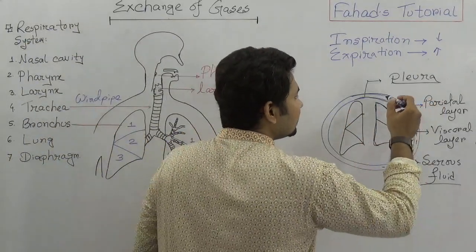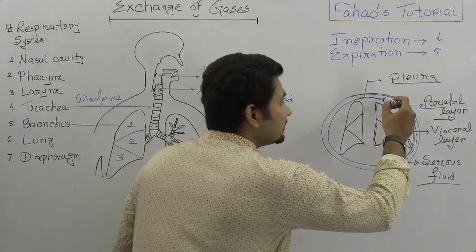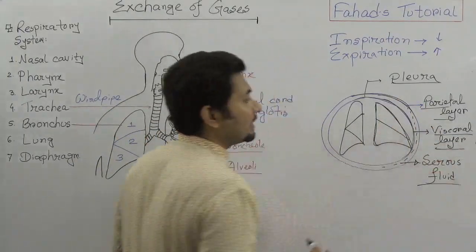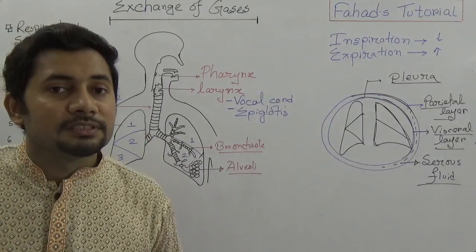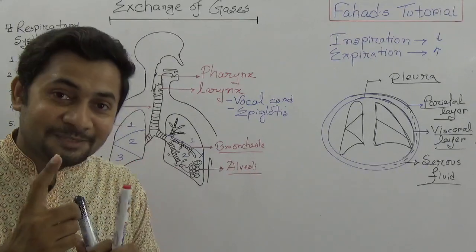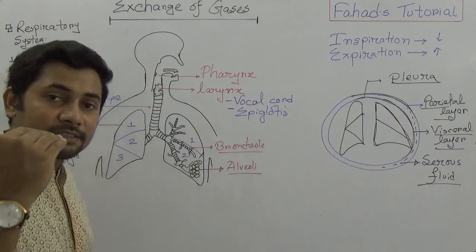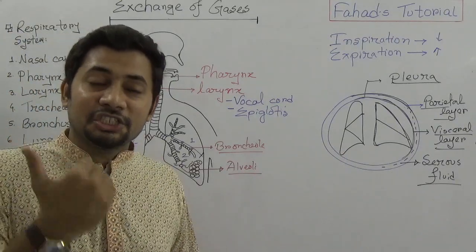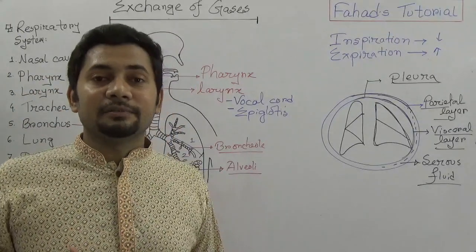The outermost part is the parietal layer, and the inner layer is the visceral layer, and inside these layers we have a fluid known as serous fluid. And last but not least, we have another muscular separation sheet in between the thoracic cavity and the abdominal cavity.